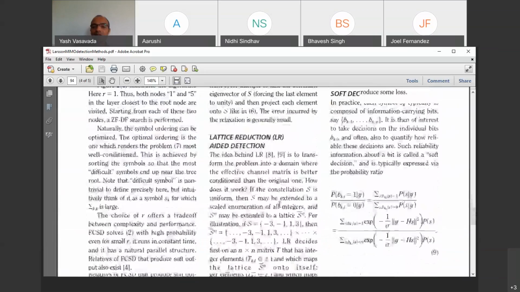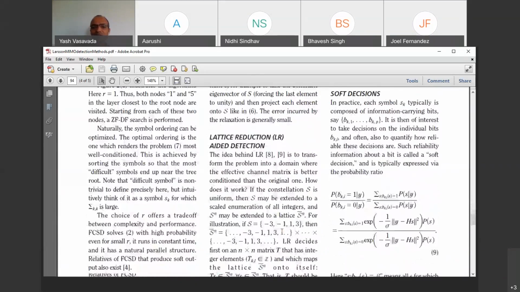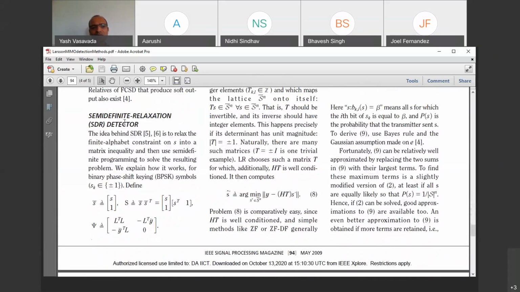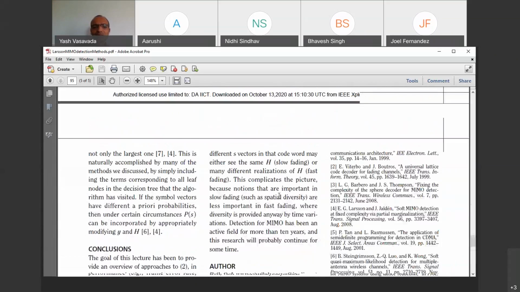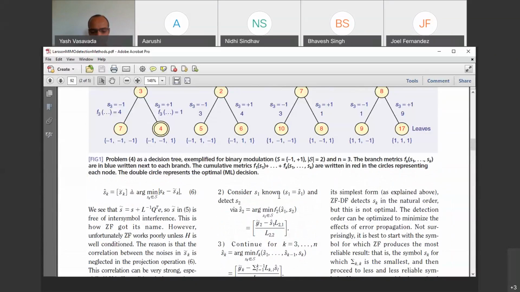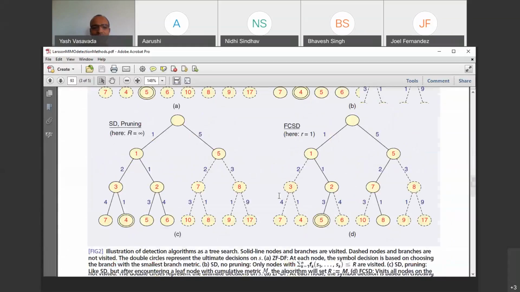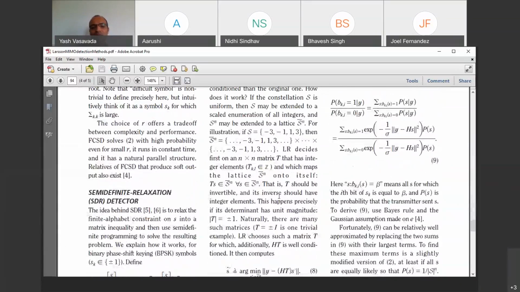Okay, so that is the summary of this paper. There are some other algorithms which are mentioned: lattice reduction, soft decisions, etc. We don't need to get into that. Semi-definite relaxation. Those are some other clever techniques. They are, I would say, more narrow. I don't think that in the literature these techniques are getting as much attention. I think sphere decoding is probably one of the most popular algorithms.